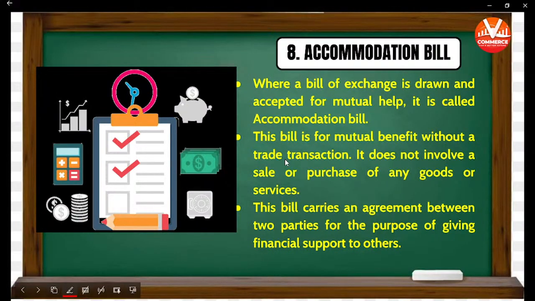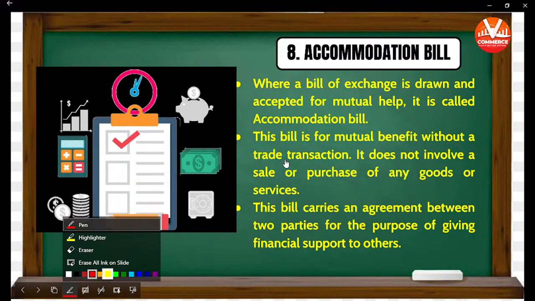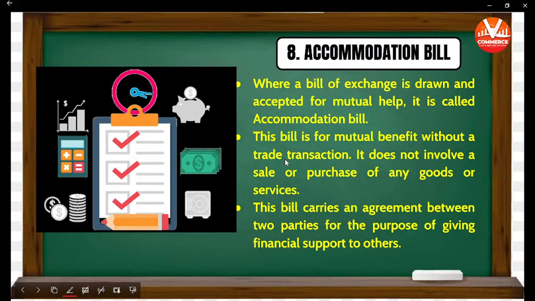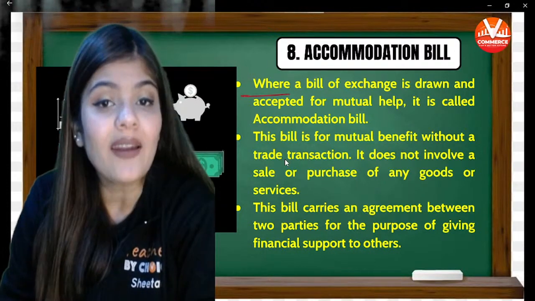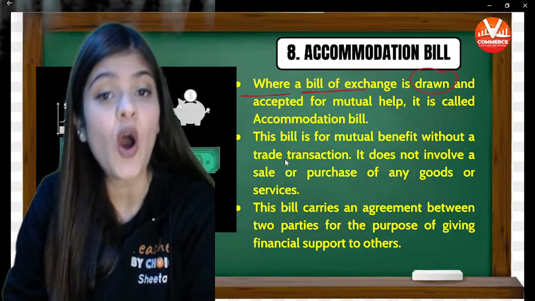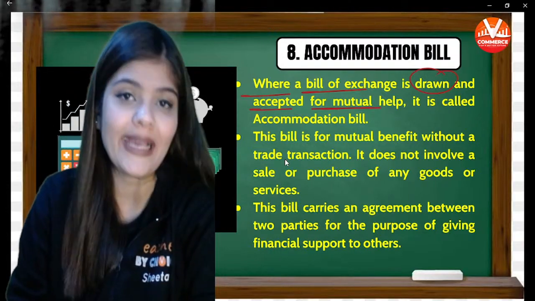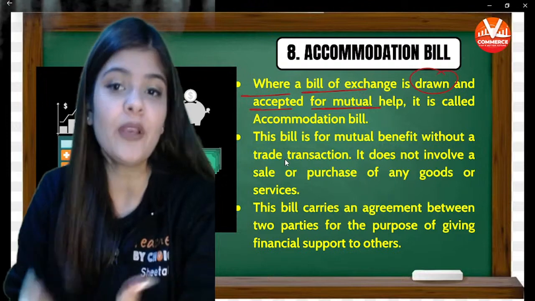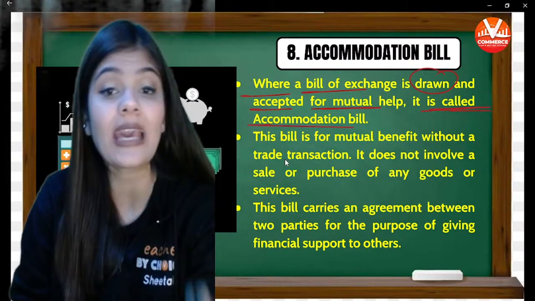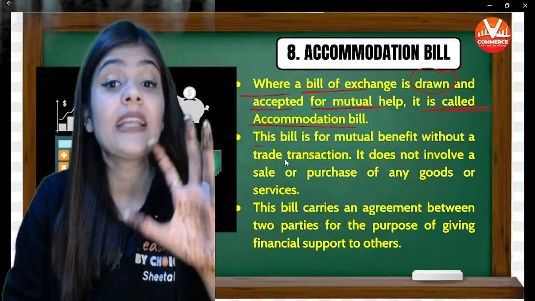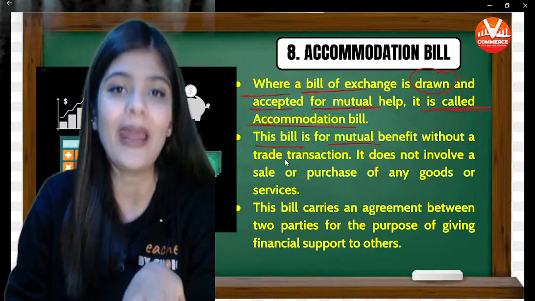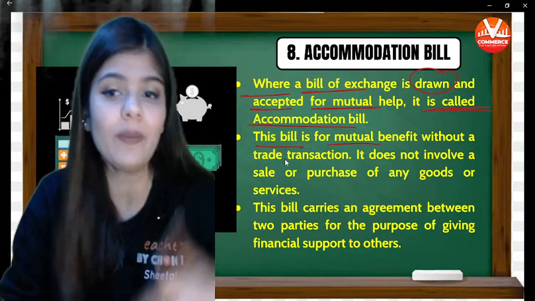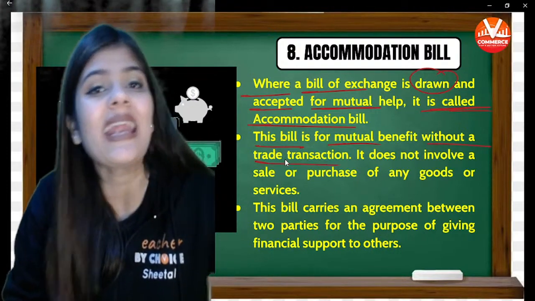Let me show you the meaning. So here we have the meaning, guys. Where a bill of exchange is drawn and accepted for mutual help. When the bill is drawn for mutual help, when you are helping your friend, it is called an accommodation bill. This bill is for mutual benefit. Both are helping each other. So it is for mutual benefit without a trade transaction.